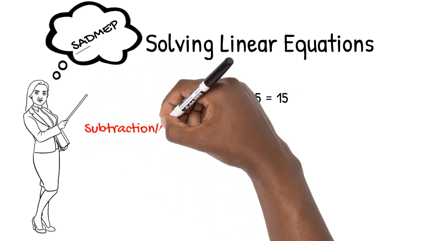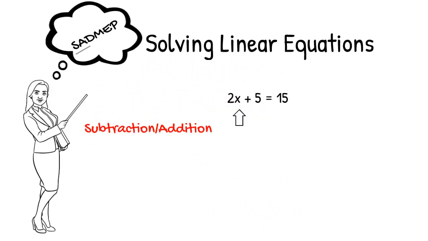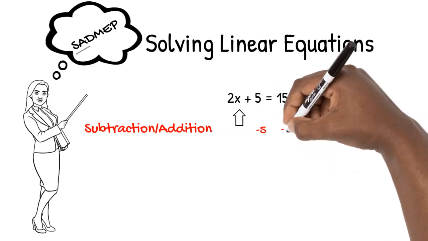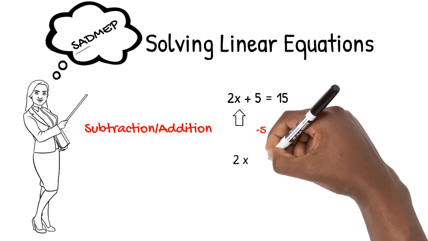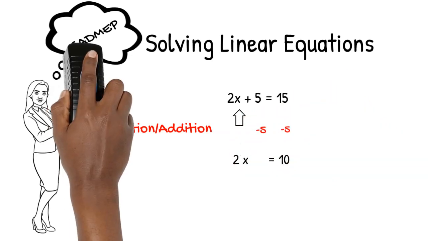This means we have to look for subtraction or addition on the side of the equation with our x and complete the inverse or opposite operation to get one step closer to getting x alone. Since 5 is added on the side of the equation with our x, we need to subtract it. And whatever we do to one side of the equation, we must do to the other side. We get that 2x is equal to 10.